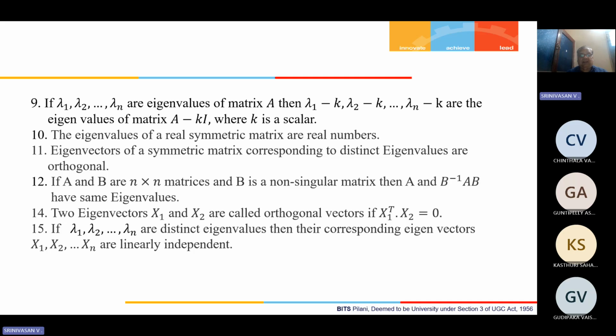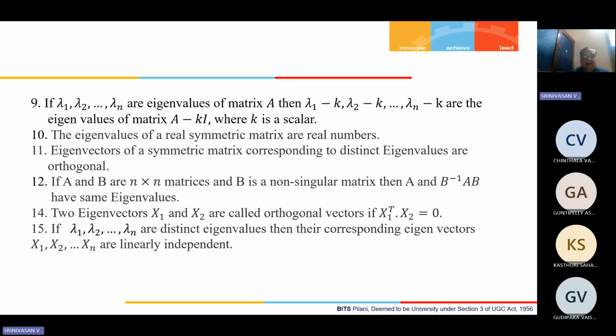Supposing there are three eigenvalues which are distinct, then the corresponding eigenvectors, x1, x2, x3, will be pairwise orthogonal. Orthogonal means it is for a pair: x1 is orthogonal to x2, x2 is orthogonal to x3, and x3 is orthogonal to x1. So, pairwise. When will you say a pair of vectors is orthogonal? Two vectors x1 and x2 are said to be orthogonal if x1 transpose into x2 equals 0.